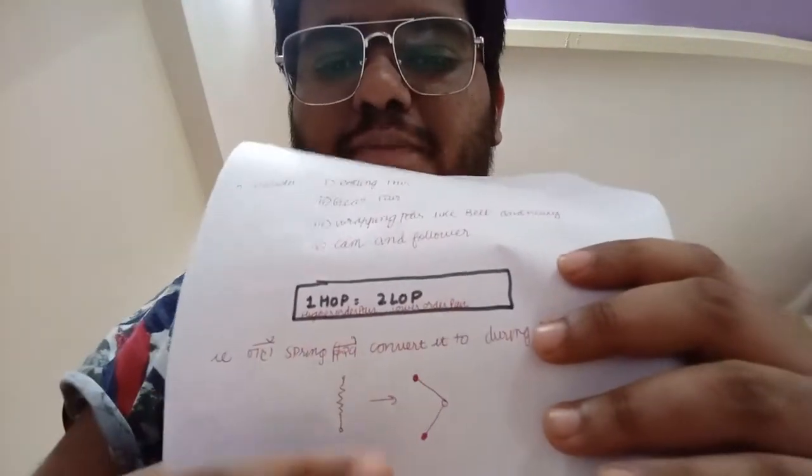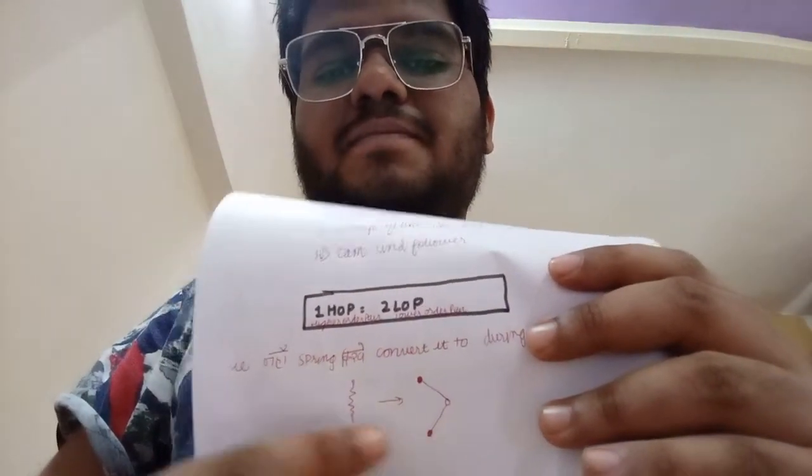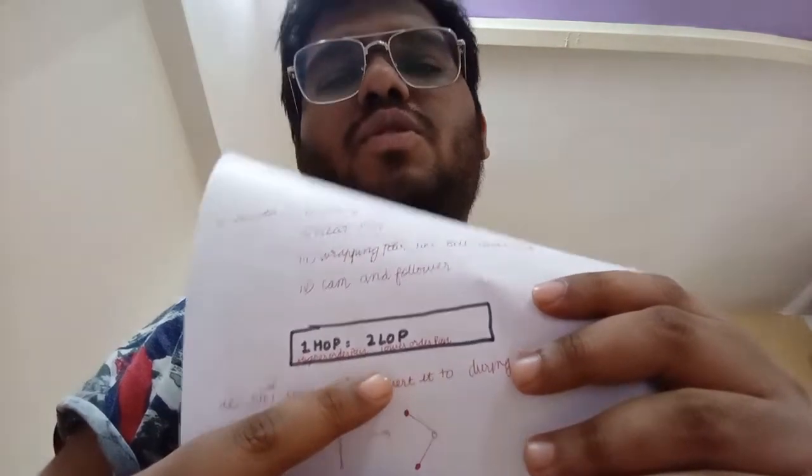One higher pair is equal to two lower pairs. Sometimes in a question, if you see a spring, replace it with this. One higher pair is equal to two lower pairs. And then find the degree of freedom.